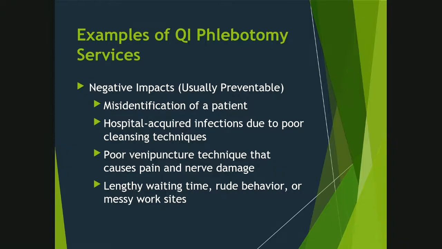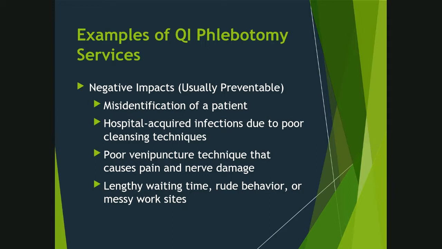Okay, so negative impacts, examples of QI in phlebotomy services, are usually preventable. So, misidentification of a patient: you go in to draw a patient and you don't confirm their birthday, and it's actually the wrong patient. Hospital-acquired infection due to poor cleansing techniques: instead of cleaning the site with alcohol, you drop the needle on the floor and then use that needle to stick your patient.